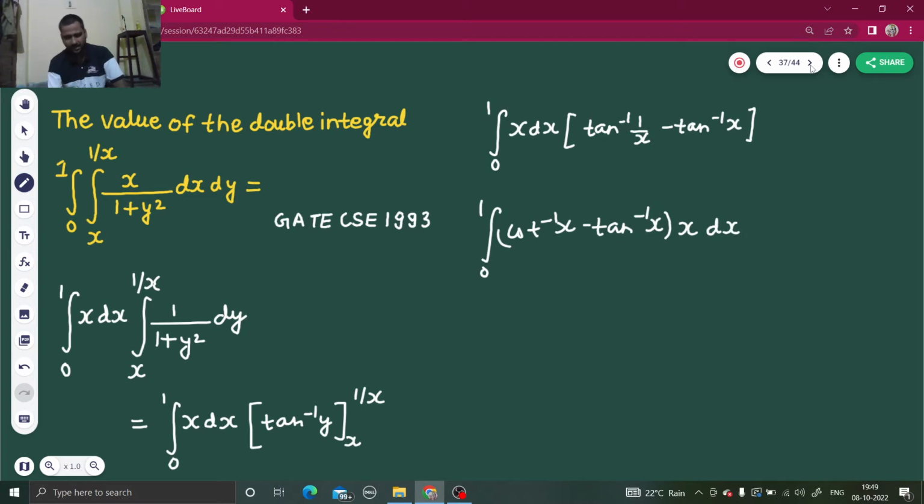Now depending on what you want, you can change one cot in terms of tan or tan in terms of cot by using the formula that cot inverse x plus tan inverse x is pi by 2. So I can write cot inverse in terms of tan, so cot inverse x can be written as pi by 2 minus tan inverse x, and one more tan inverse x is there.